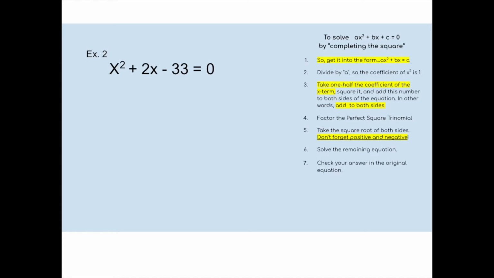The first thing we're going to do is rewrite it and move the 33 to the other side. The next step, it's already divided by 1 because the lead coefficient is 1, so we don't have to do it in step 2. The next step is to take this number and take half of it. 2 divided by 2 is 1. If we square that, we're just going to add 1 to both sides. So we get x squared plus 2x plus 1 equals 34. The next step is to factor it. So this is a perfect square. So it's going to be x plus 1 squared equals 34.